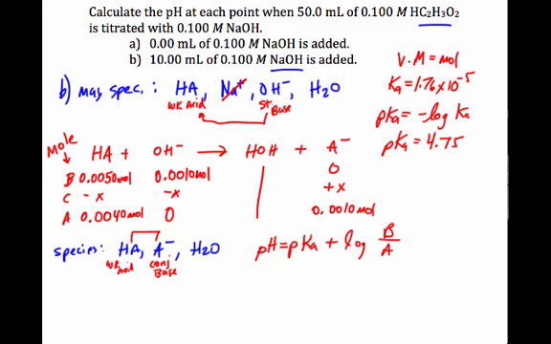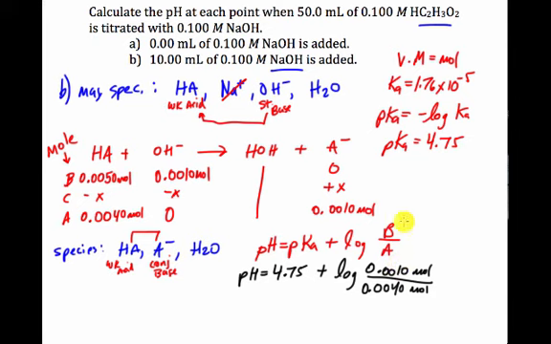So I'm going to go ahead and plug in pH equals 4.75 plus the log of the base, which is my conjugate. That's going to be 0.0010 moles over 0.0040 moles on the bottom.